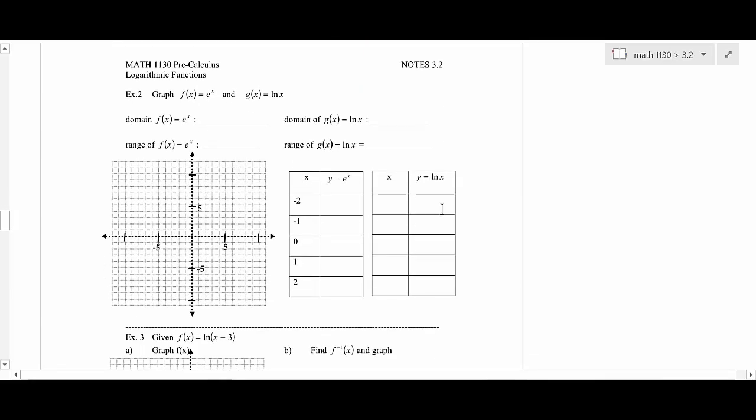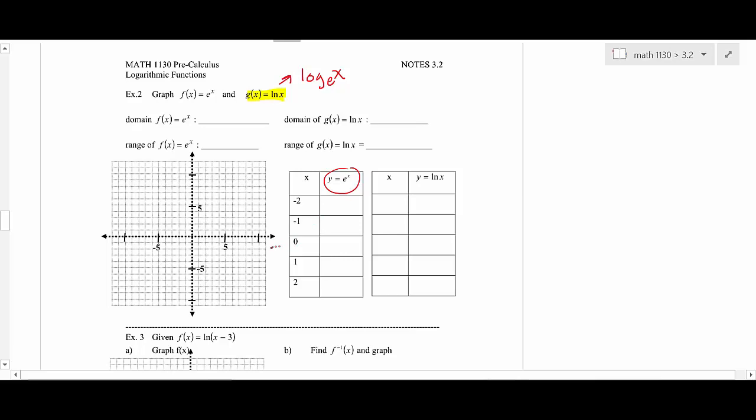I'm going to do the same thing for e to the x. Ultimately our goal is to graph ln of x. This again is just log base e of x, the natural logarithm. We talked about that in Tuesday's class. These are inverses of each other, so we're going to graph e to the x first of all. Let's start with filling out this table of values.